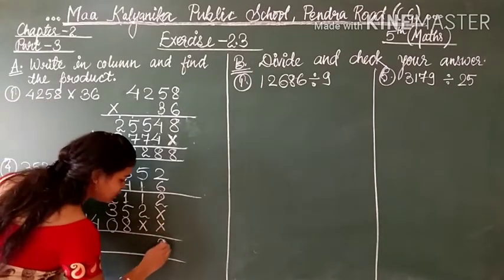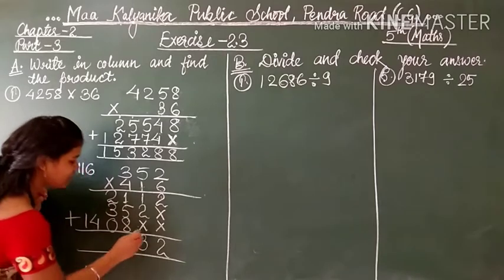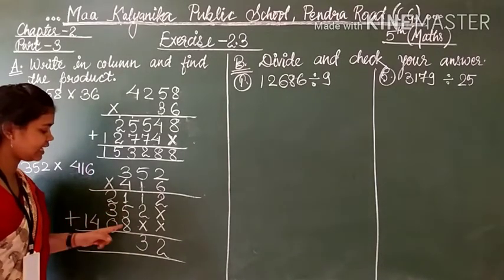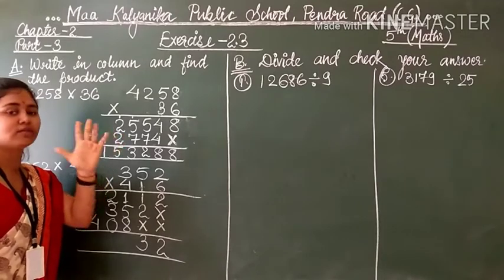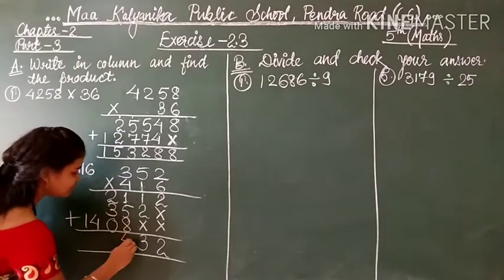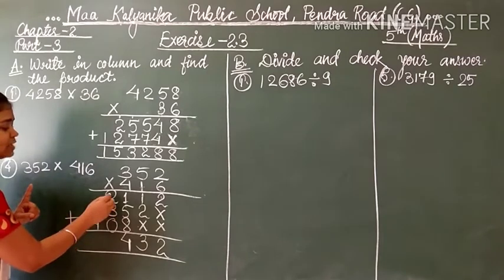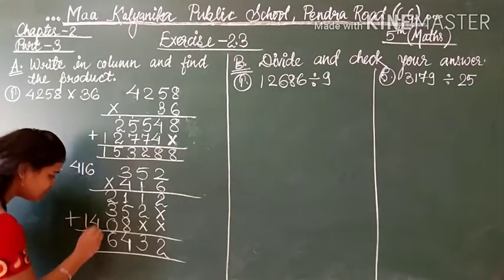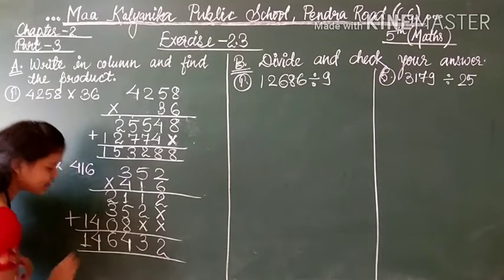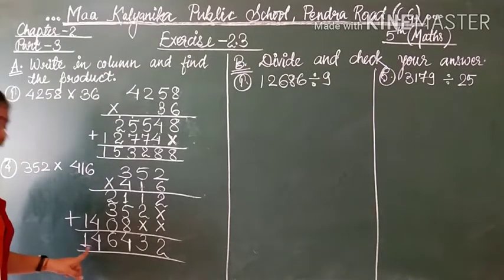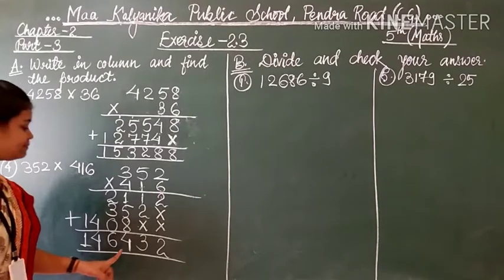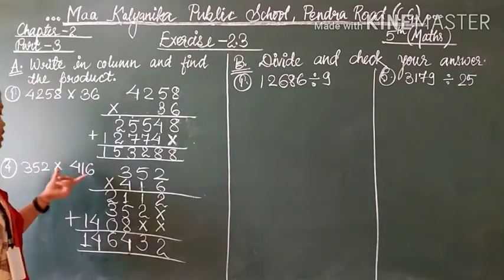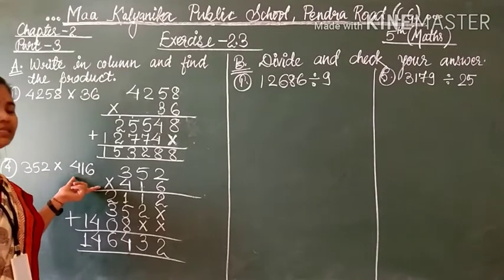2 plus 0 is 2, 2 plus 1, 3, 8 plus 5 plus 1, 6, 8, 9, 10, 11, 12, 13, and 1, 14, 4, 1 carry, 3 plus 2, 5 plus 1, 6, and then here it is 4, and here it is 1. So the answer is 1,46,432. So this is the answer you have received after multiplying these numbers.